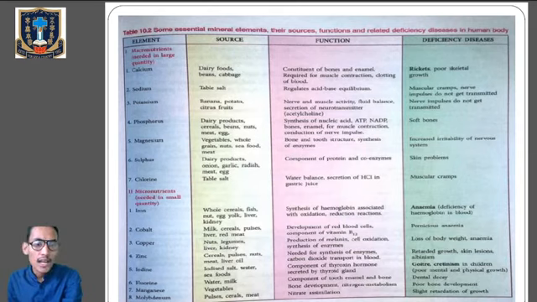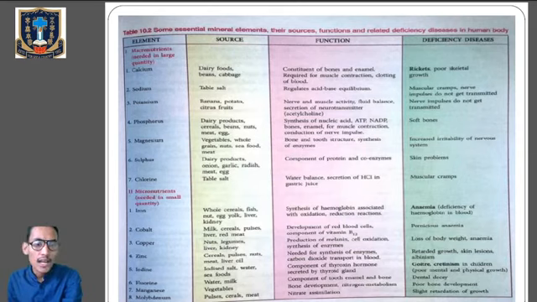Now what you have to remember here are the sources of those elements, their functions, and their deficiency diseases. For example, deficiency of calcium will result in rickets. Deficiency of sodium will result in muscular cramps, and nerve impulses do not get transmitted. Deficiency of phosphorus leads to soft bones. Deficiency of magnesium will lead to increased irritability of the nervous system. Deficiency of sulfur will lead to skin problems, and deficiency of chlorine will also lead to muscular cramps. So these are a few examples I am telling you.